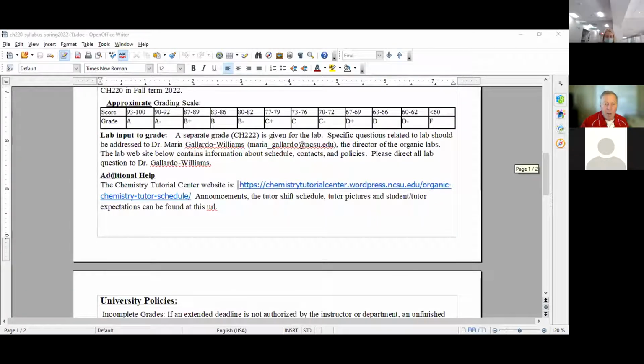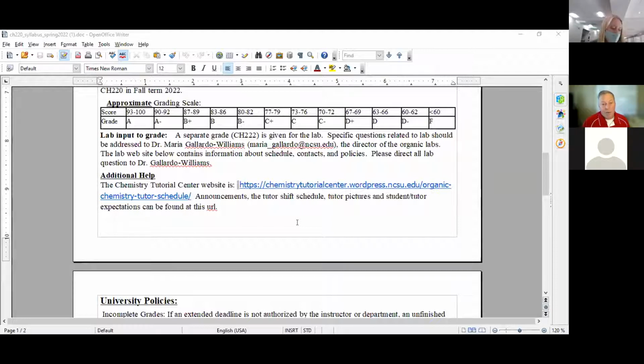We do have a chemistry tutorial center, and here are the hours. Somebody told me that the original link wasn't working. I cut and pasted the new link here, and I think this does work now. If you look at that schedule, there are no hours this week. They don't start till next week. So hopefully you can get online and see if any of those fit into your schedule.